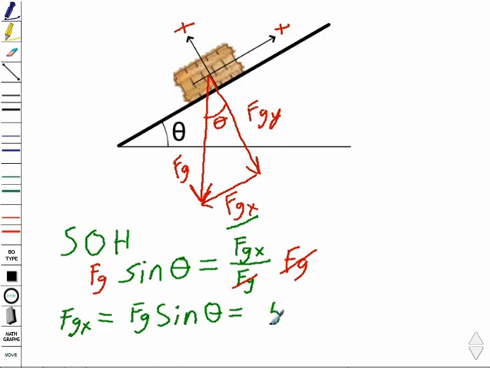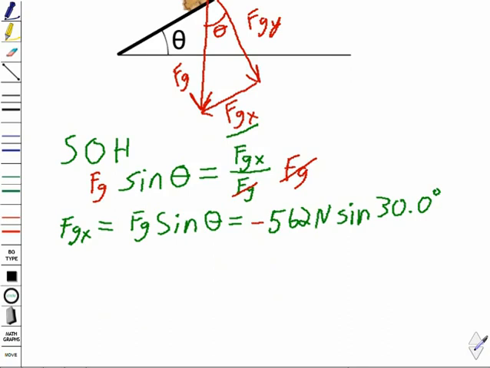So we know that our weight is 562 newtons times sine of the angle, which was 30 degrees, 30.0 degrees. And don't forget, the weight acts downwards, which is in the negative direction. So you have to include that in your numbers. So when I type all those numbers in, I get the parallel component of my weight is negative 281 newtons. And that's rounded off for our significant figures.